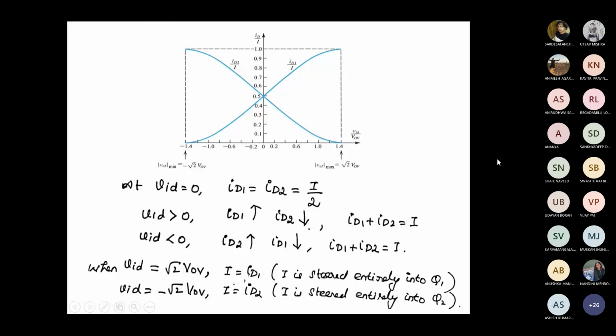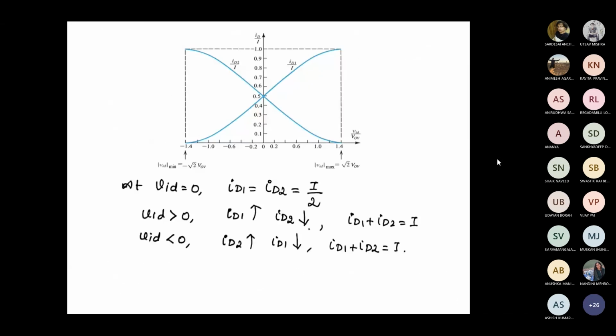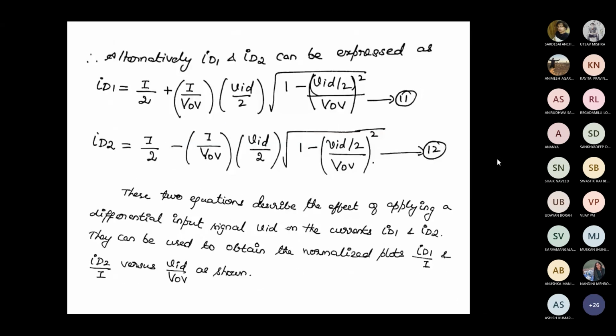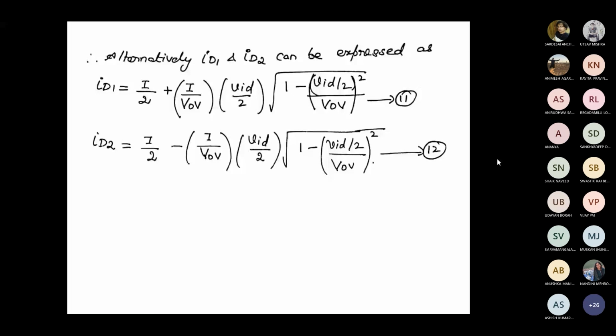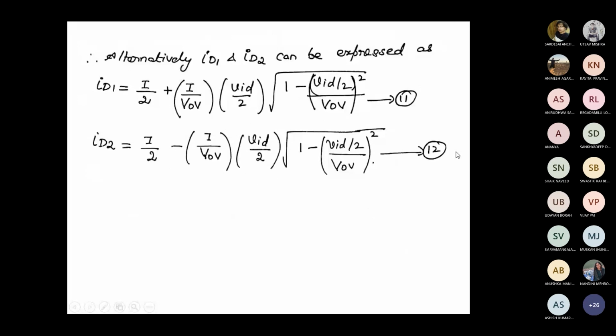The transfer characteristics are absolutely non-linear because of the term VID square. So see here in this final equation, or even the 9th and 10th equations, you can see we have a second term which is VID square. Because of the square term, the curve is slightly non-linear. The variation is non-linear because of the square term.